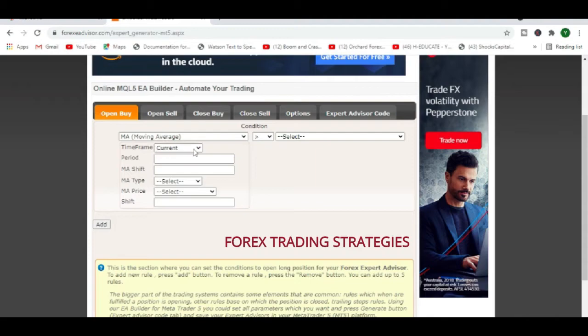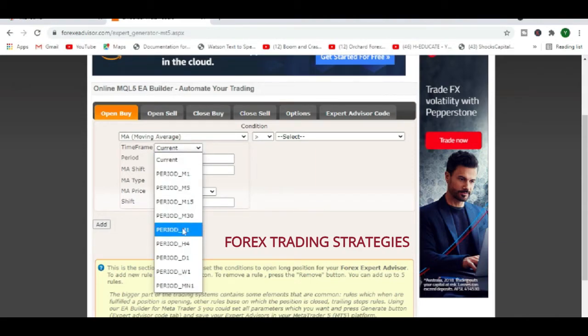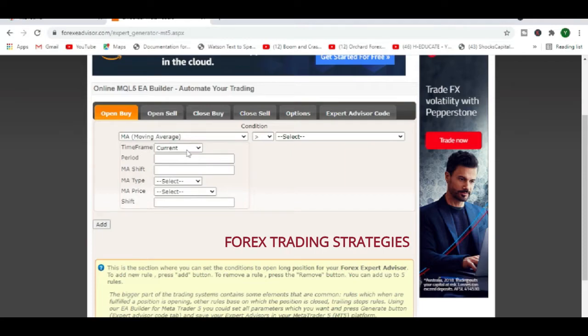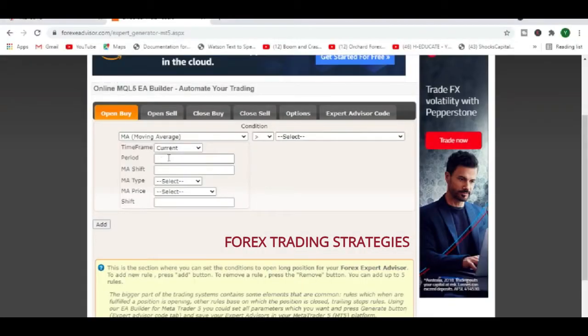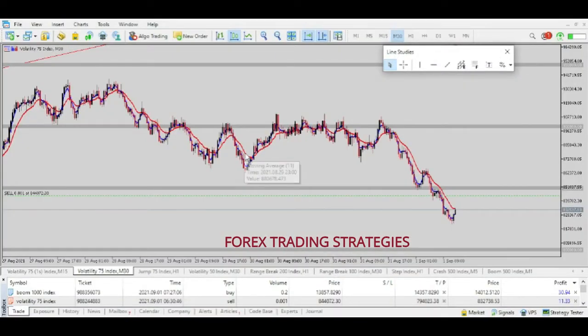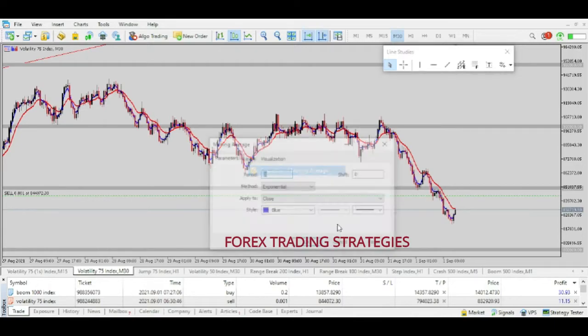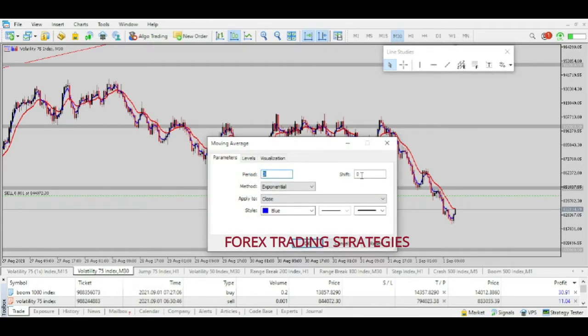Moving average time frame, we want to set it to current, or you can set it to whatever time frame that you want, but I prefer setting it to current because I want it to trade the current chart that I'm looking at. For example, here it's a 30-minute chart. I want it to trade the 30-minute chart because it's what I'm looking at. Then period. Now this is the first moving average. We said we want it to be 3. Shift is the same as here, with a 0.